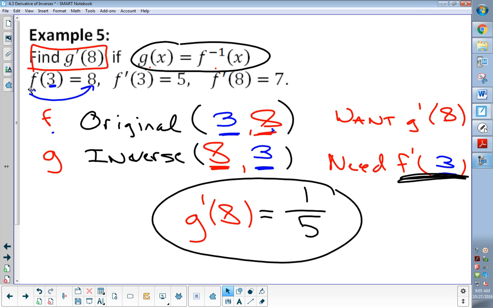Again, the math, not hard. The math isn't hard. It's the concepts and the connections that are making this difficult. All we have to do is take a number and flip it. But the way to get there is a little bit tough.